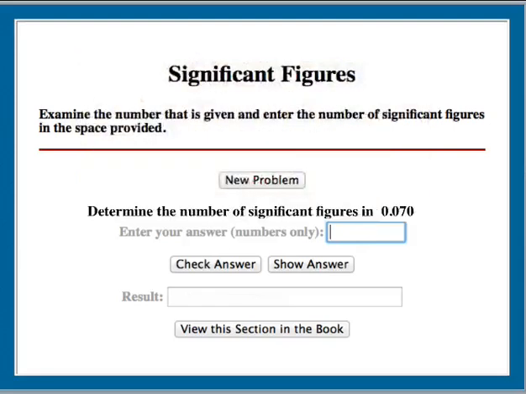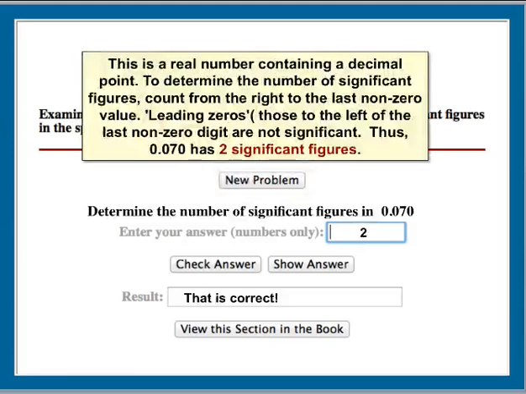One more. 0.070 has a decimal point. So we get rid of all the leading zeros. But because it has a decimal point, this one stays, and we have 2 significant figures.